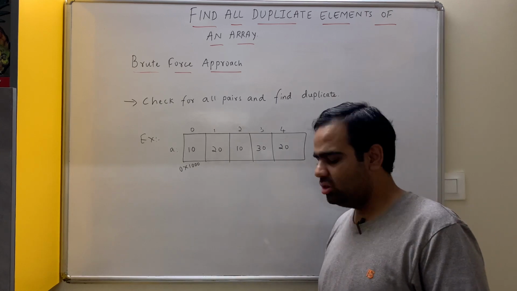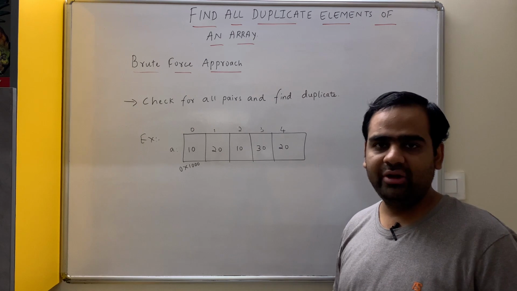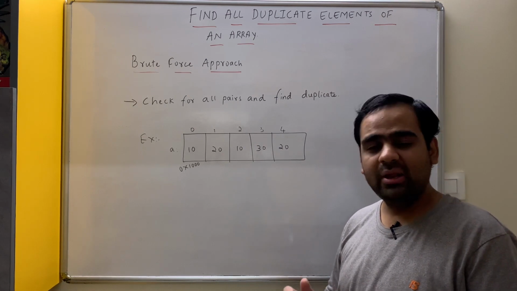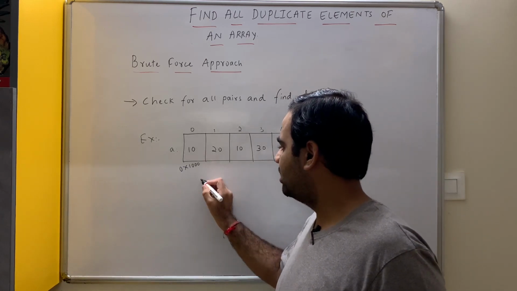Now, what are all the pairs? I have done the pairs question in another video where we find whether the sum of a pair is equal to a target or not. Please watch that video before watching this. Now we find all the pairs. What are the pairs over here?